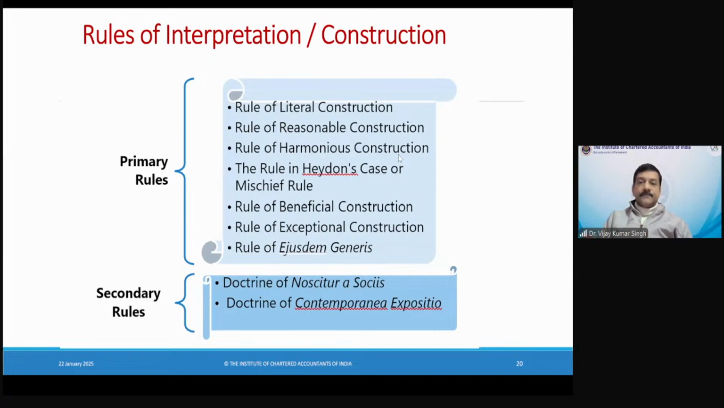Okay, what next? Any other question on the points I have taught to you right now? Okay, if there are no questions, let us move ahead and talk about the rules.